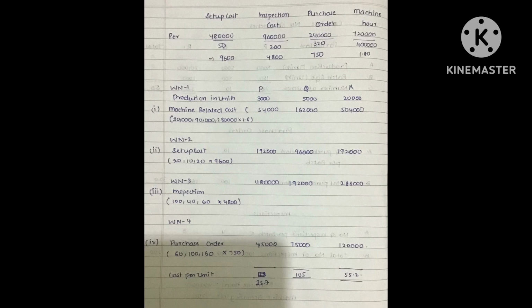In the same way, we'll ascertain per machine hour rate. Now we need to calculate machine related cost per product. As we know the machine hours for products P, Q and R, multiplied with the machine hour rate, we'll get machine operating related cost for a product. In the same way, setup cost, inspection cost, purchase order cost. So we'll get total overheads per product. If divided by production in units of a particular product, we'll get cost per unit of a particular product.